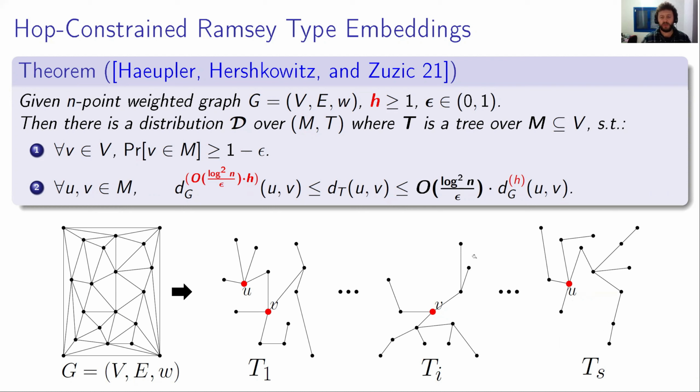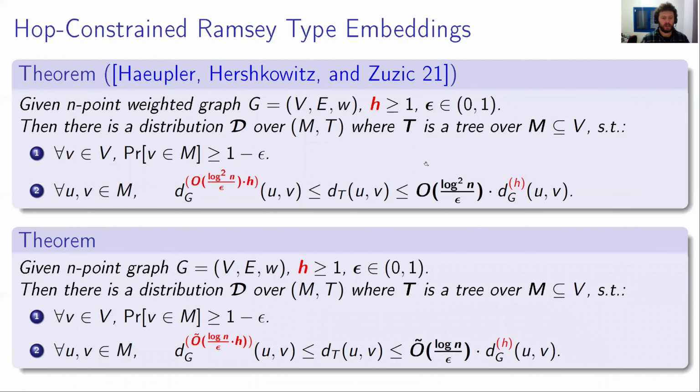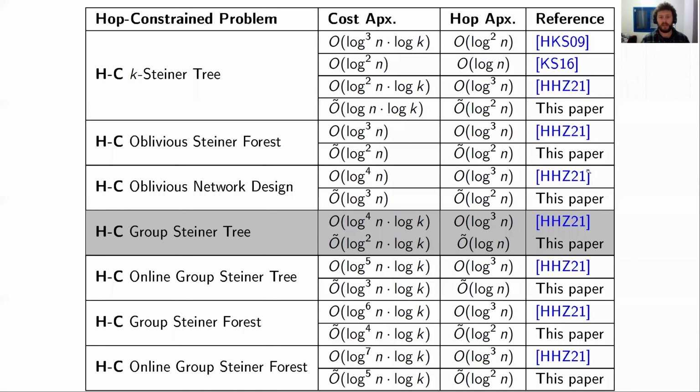And the first contribution of our paper is just the improvement of the parameters here. So we get the same result, but the distortion will be log n, and the hop distortion will be log n as well. So this is a quadratic improvement in both the distortion and the hop distortion. And let me just mention that Haeupler et al. used their embedding to obtain a bunch of bicriteria approximation algorithms for many hop-constrained problems.